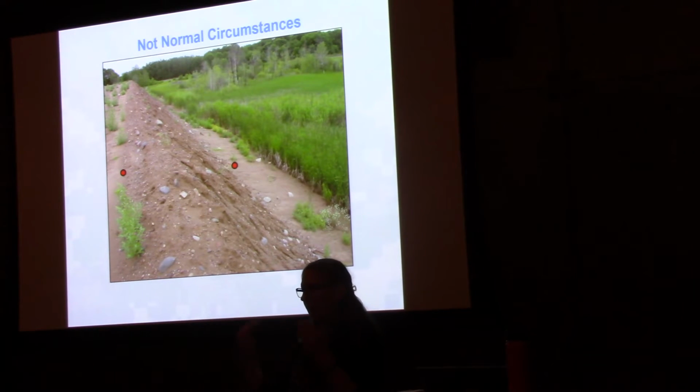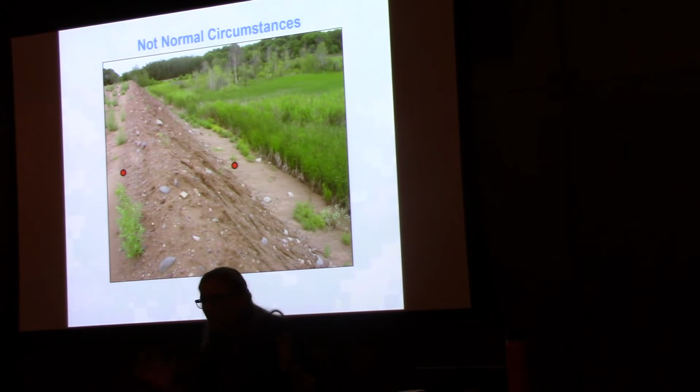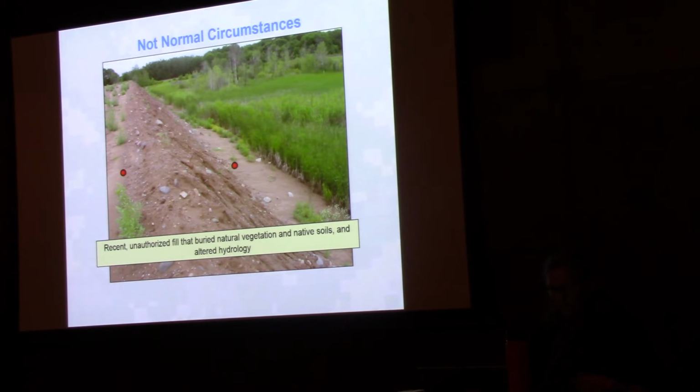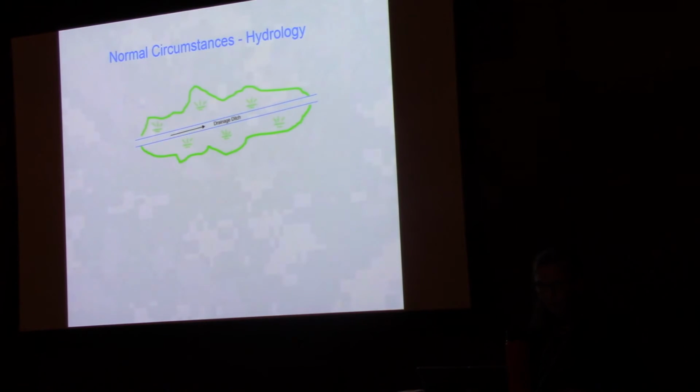We now have to go back and look at the aerial photography and see what we can do to put together the picture of where the edge of the wetland used to be. So, yep, recent fill covers everything. That's definitely not the normal circumstances. So just quickly, I'm going to go through these because I want to get to more examples.